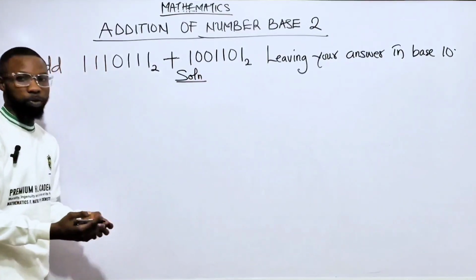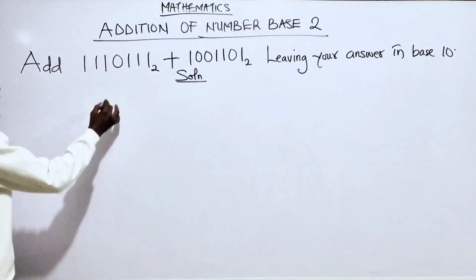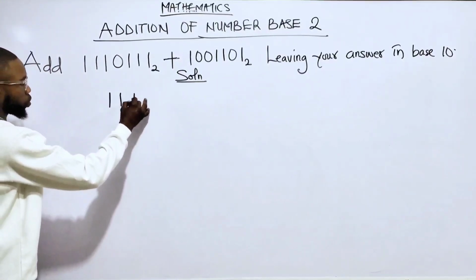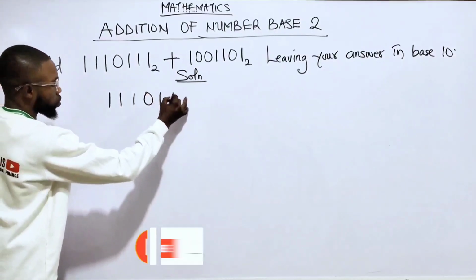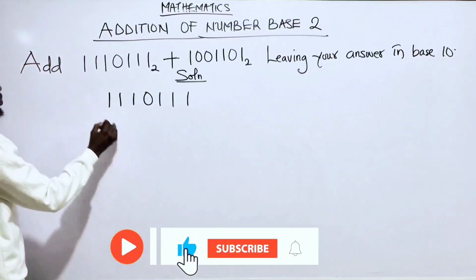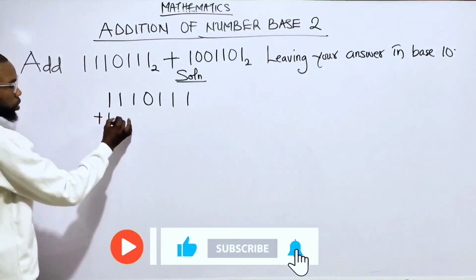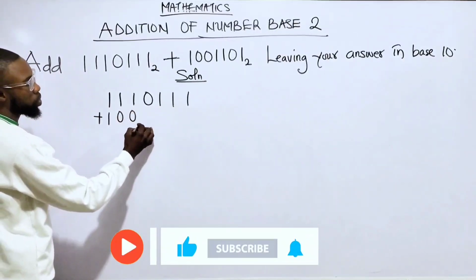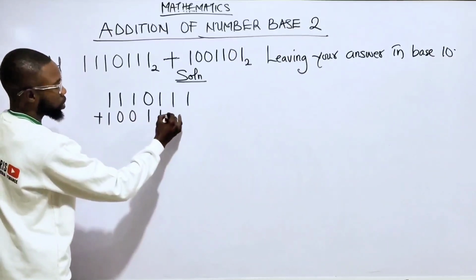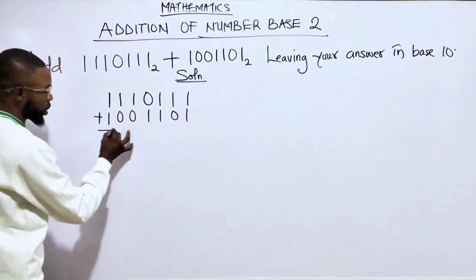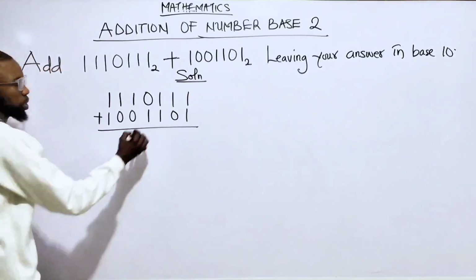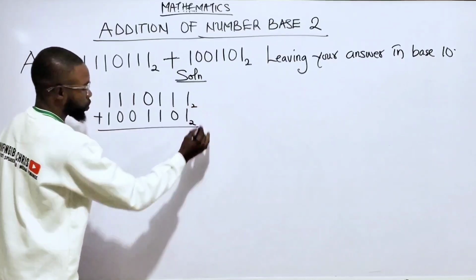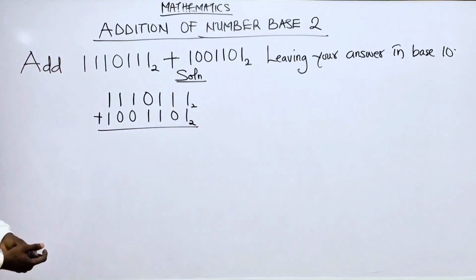Right, it's just simple, right? Let's just put them down. We have 1 1 0 1 1 1, right? Plus 1 0 0, then 1 1 0 1. Alright, this is what we are adding in base 2, please. All of them are in base 2. Now I'll show you a simpler way of adding in base 2.